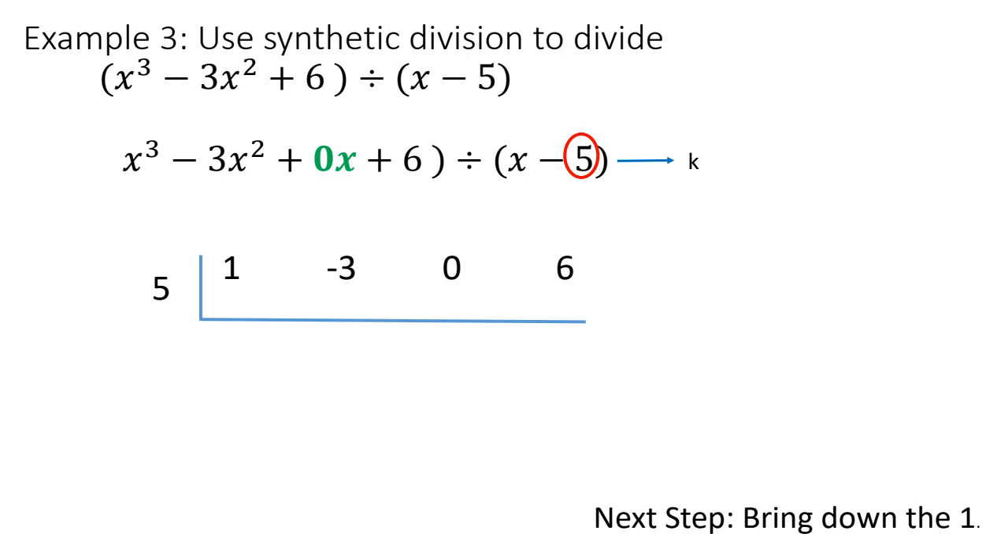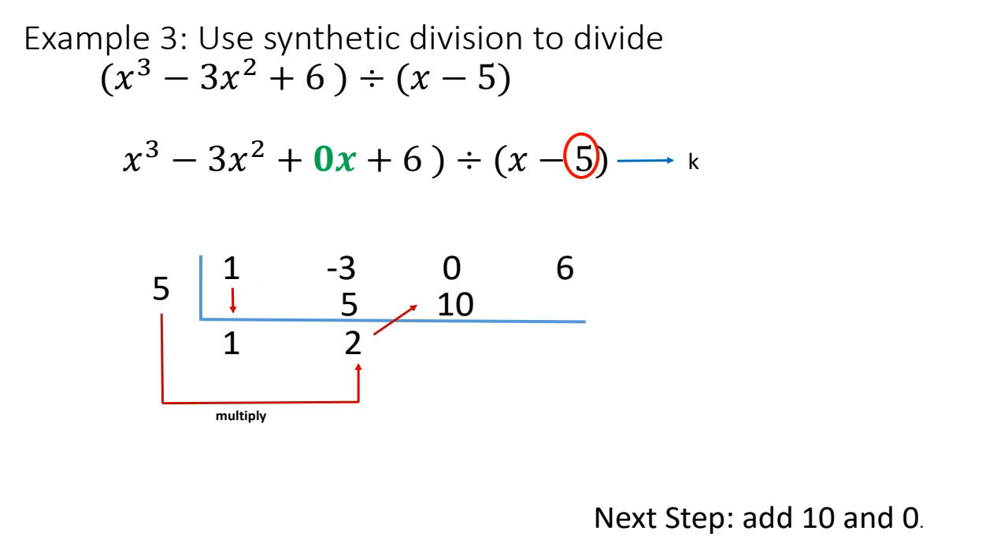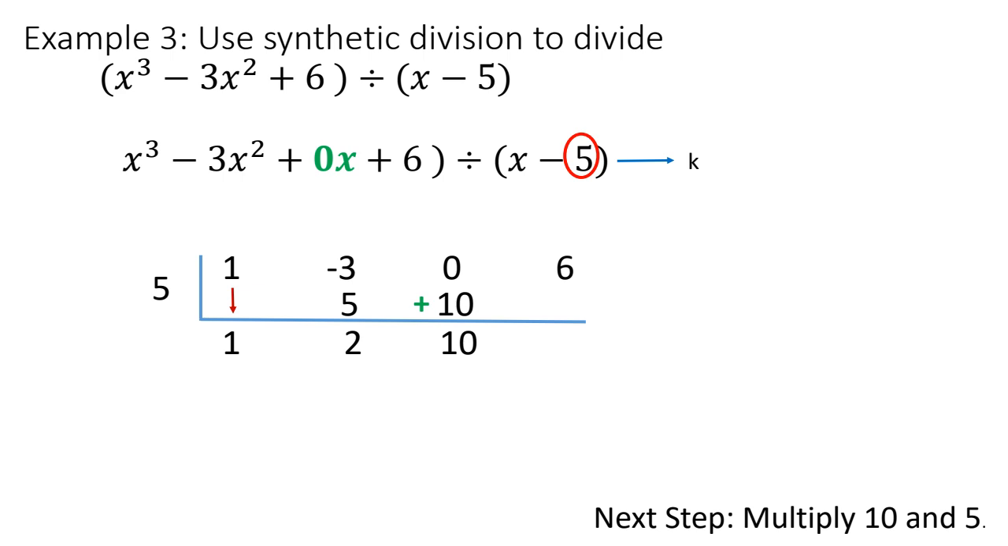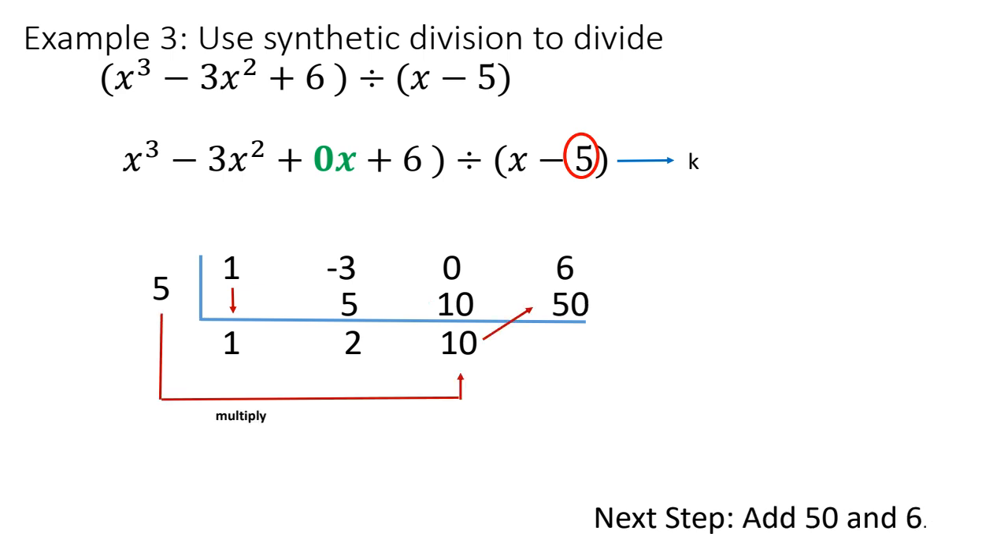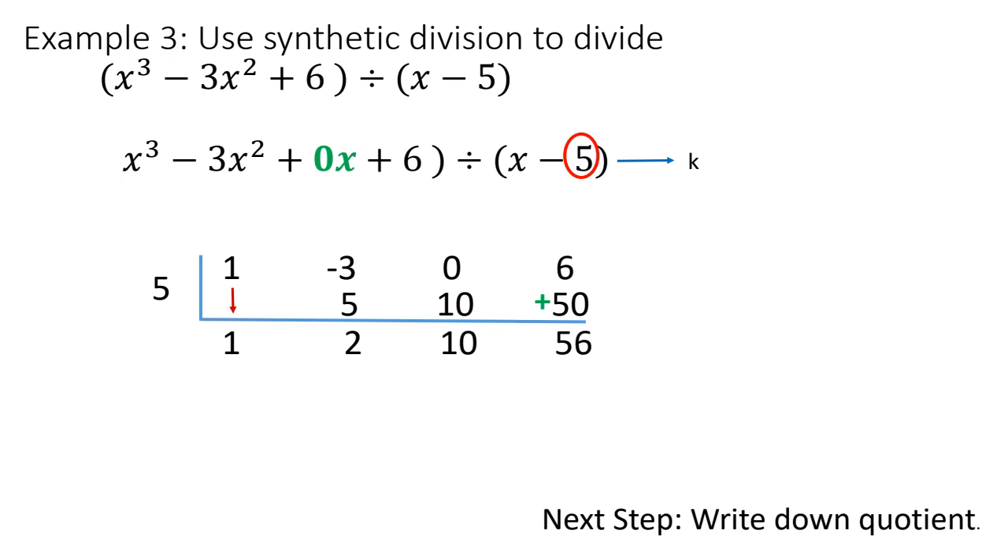Okay. Now let's go ahead and start with the synthetic division. Bring down my 1. 5 times 1 is 5. So -3 plus 5 is a 2. So 5 times 2 is 10. 0 plus 10 is just 10. 5 times 10 is 50. And 6 plus 50 is 56. Yes? So again, 56 was my remainder. The last number here is always your remainder.